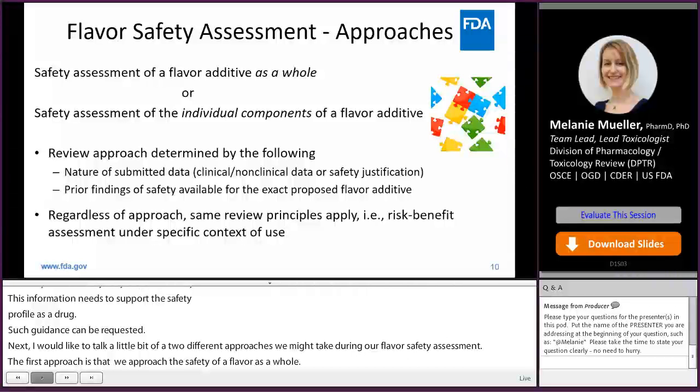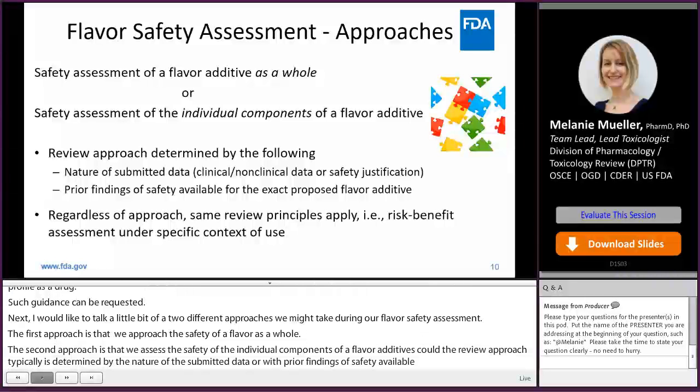However, regardless of the approach, the same review principles, as I already mentioned earlier, apply, which are a risk-benefit assessment under a specific context of use.